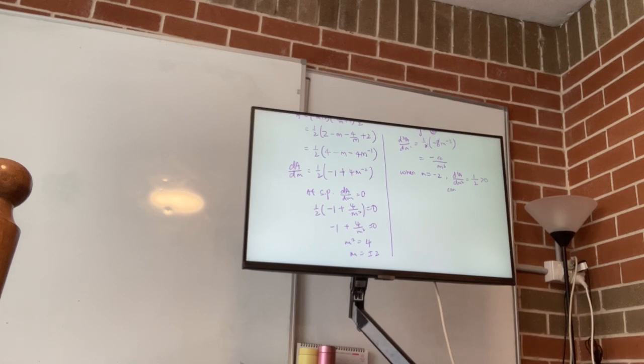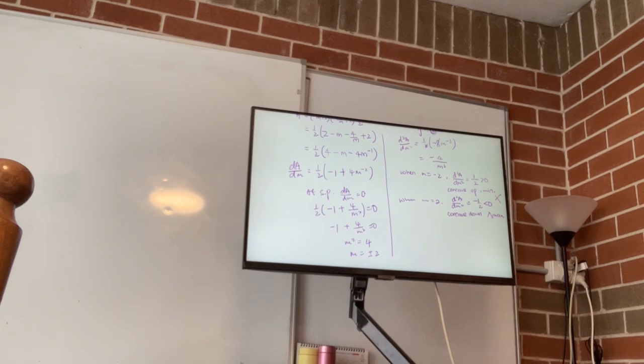This means concave up, which means minimum. And are we looking for minimum or are we looking for max? We are looking for max. So this one is not what you want. Do I cross it out? No, you don't. You just leave it there. And then you test for when m equal to 2, d squared A over dm squared equal to negative a half, less than 0, concave down. And that means it gives you a max.